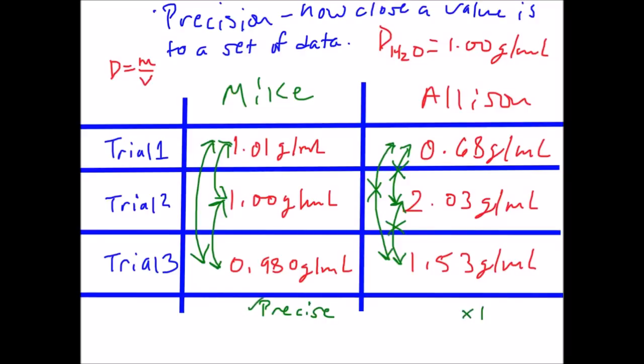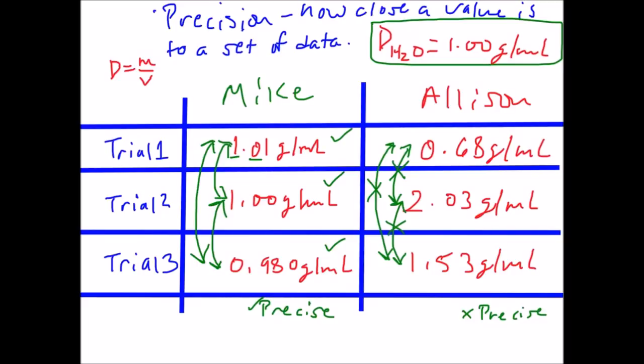Alright. Now let's look at the accuracy aspect of their data. Remember that the density of water, the accepted or true value, is 1 gram per milliliter. Now look at Mike's data. It is all very close to 1. In fact, this one is right on it. That one is accurate up to the 10th place, and it only faltered in the 100th place, so that's really close. And then 0.980 is extremely close to 1. Alright, so these results over here are accurate, or are very close to being accurate.